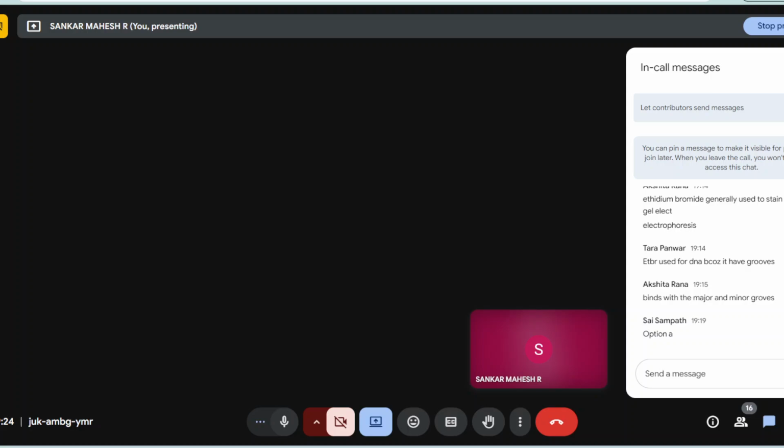The next question is, agarose acrylamide composite gels are used to analyze protein samples of molecular weight dash. Option A, 20 to 100 kilodalton; option B, 100 to 200 kilodalton; option C, 20 to 500 kilodalton; option D, 500 to 2000 kilodalton. So you can take a couple of minutes to think about this question.